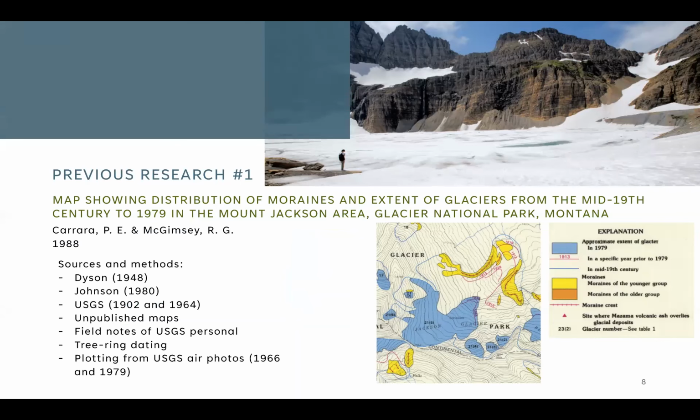In the past, systematic studies of the remaining glaciers in the park were conducted by various groups since the 1980s. In 1988, Carrara and McGimsey compiled data from various sources such as historic topographic maps and air photos to produce a map showing the distribution of moraines and the extent of glaciers from the mid-19th century to 1979 in the Mount Jackson area. The map illustrates the outlines of glaciers in the area over numerous years. This image here is a small portion of the map.